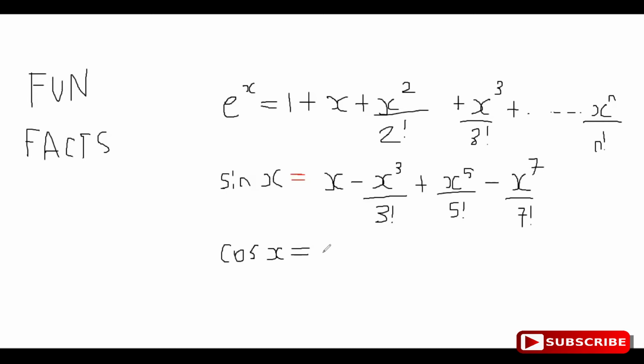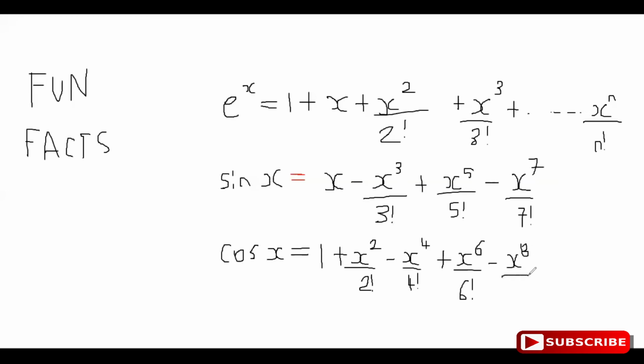So the cosine of x now is going to be 1 plus x squared over 2 factorial, minus x to the 4 over 4 factorial, plus x to the 6 over 6 factorial. We're catching the pattern? Yes, sir. Then it would have been minus x to the 8 over 8 factorial.